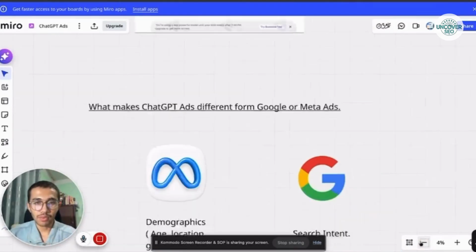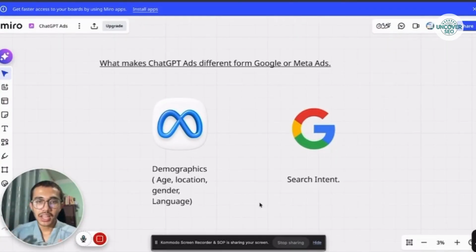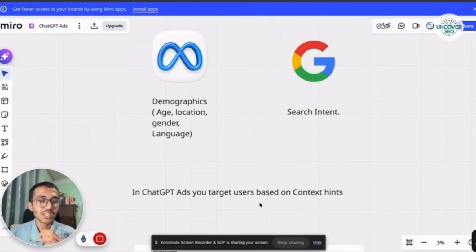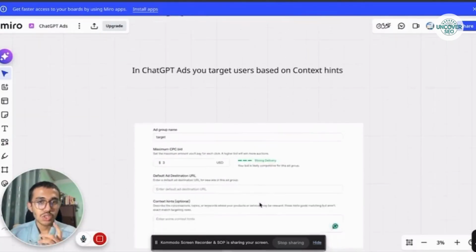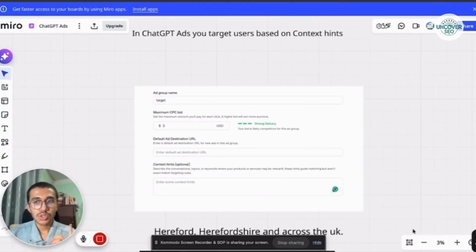To understand the platform better, let's compare ChatGPT ads with Meta and Google. Meta targets its users using demographics like age, location, gender, and language. Google uses search intent, meaning we give it a few keywords and it reads the intent and shows ads accordingly. But ChatGPT is completely different, because on Meta we are in scrolling mode, and on Google we are in a rush, we want information fast. But the whole ChatGPT ecosystem is based on chat and conversation. So ChatGPT uses context hints to target its users.